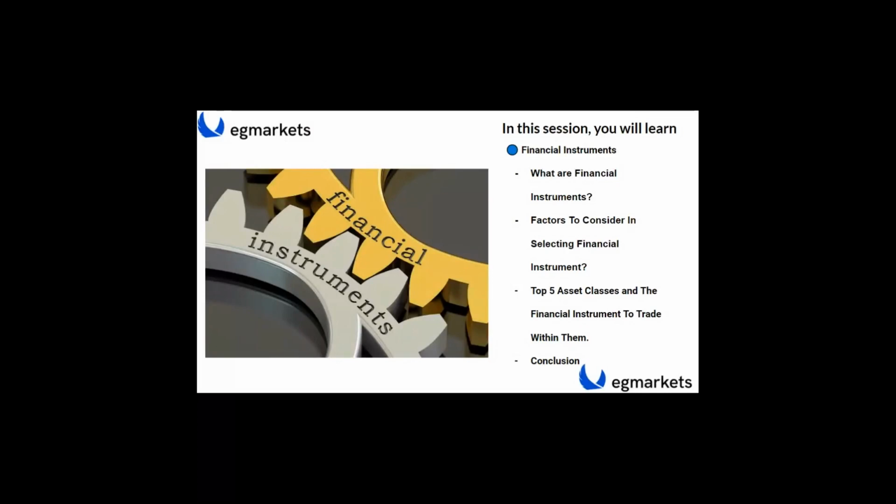Okay, now let's talk about factors to consider when selecting a financial instrument. Let's start with what Kelechi said: liquidity. So what is liquidity? I told you guys liquidity is money flow. Now when we say liquidity, it refers to the ease of buying and selling a financial instrument at a given time. When money is flowing in a currency pair or in a financial instrument, it gives you the ease of buying and selling at any time.